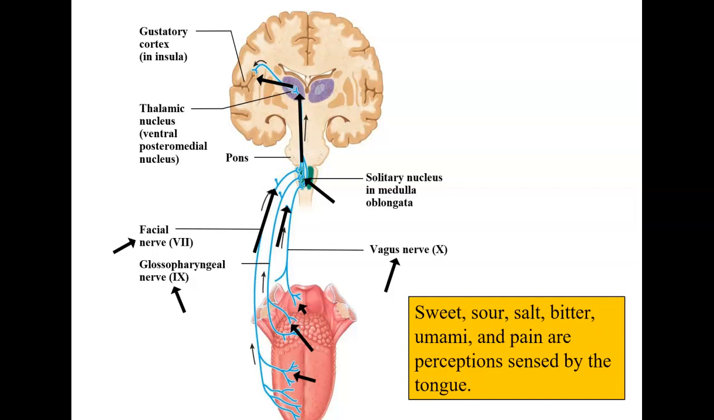We do have receptors that can taste sweet. We have receptors that taste sour, salt, bitter, umami, which is kind of like a savory, metallic, meaty kind of flavor. And then, of course, pain perceptions are also sensed by the tongue as well.